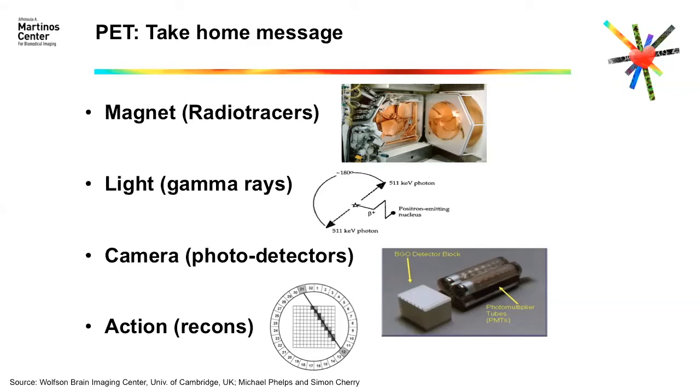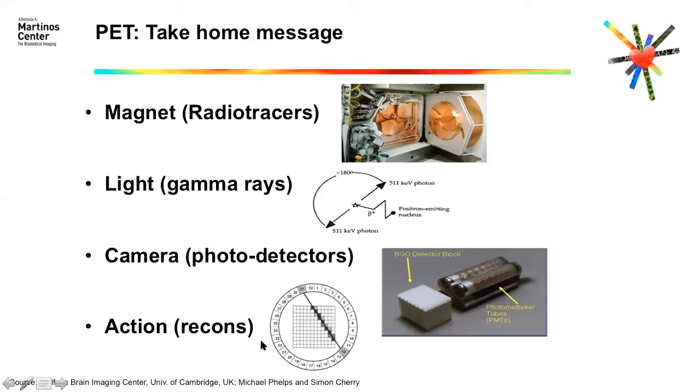Those positron emitter nuclei will emit a positron that annihilates with an electron and emits two gamma rays in opposite directions, hopefully in coincidence, and that is basically what makes positron emission tomography. We need to detect those gamma rays with photodetectors, which are scintillator crystals with either photomultiplier tubes or, these days, silicon photomultipliers.